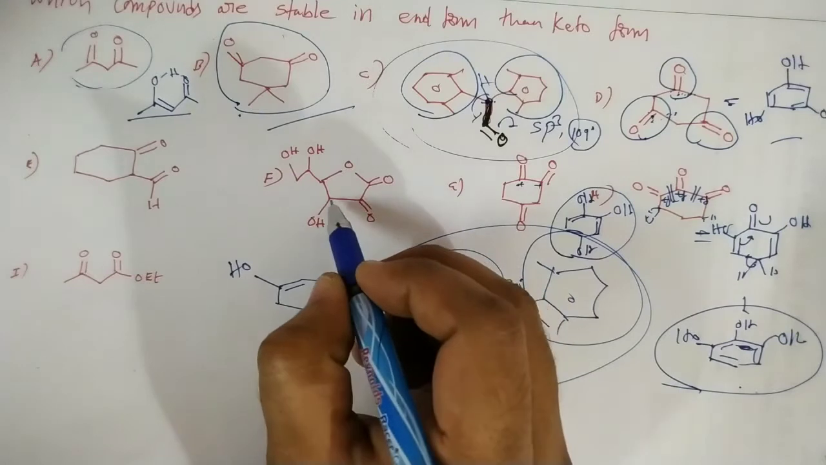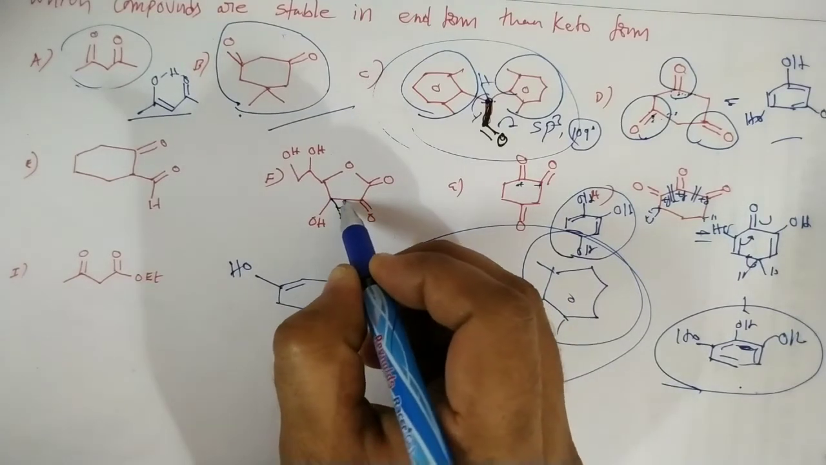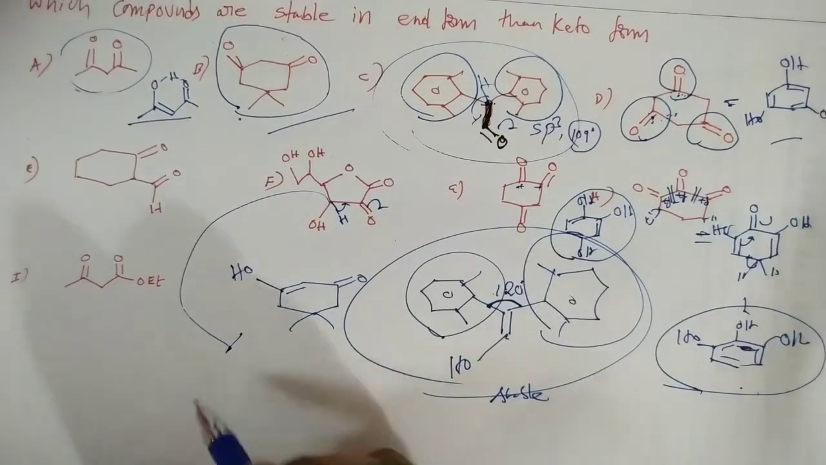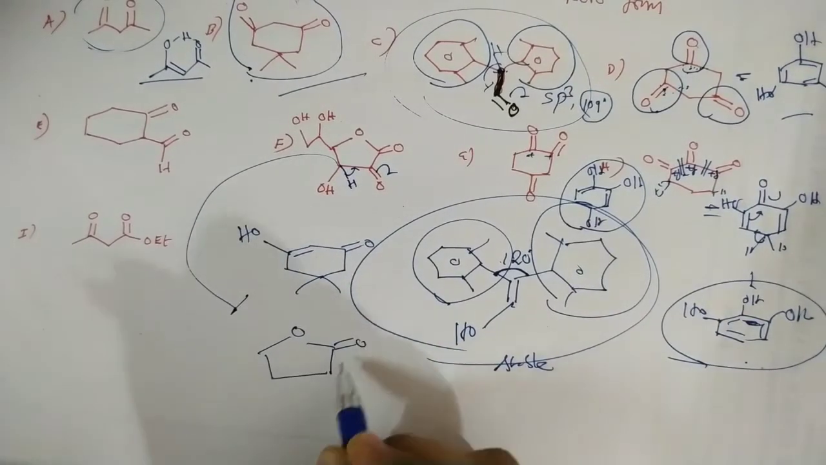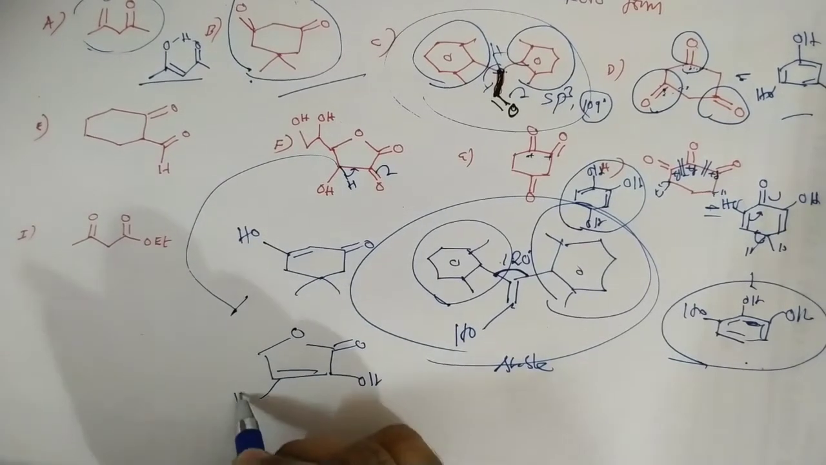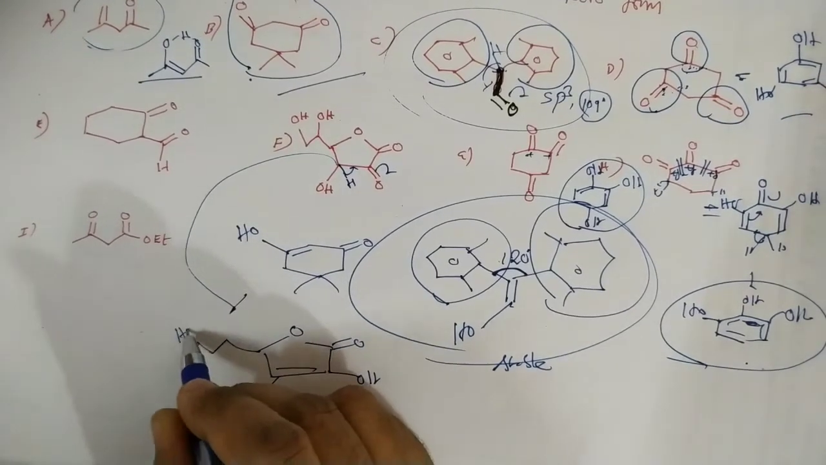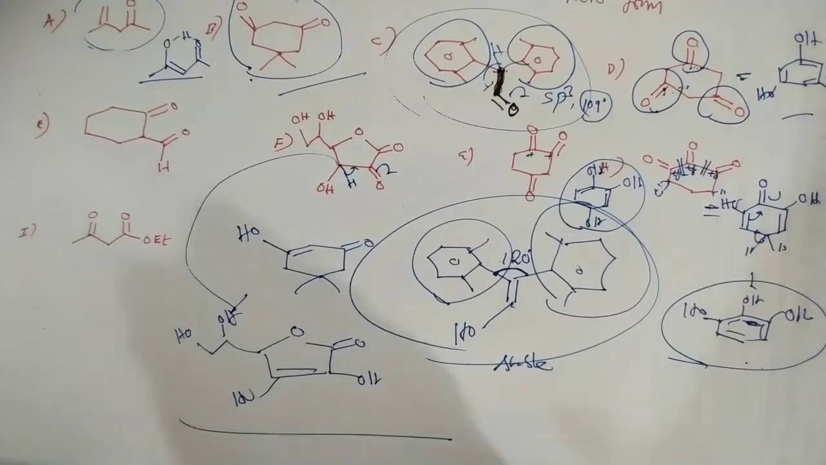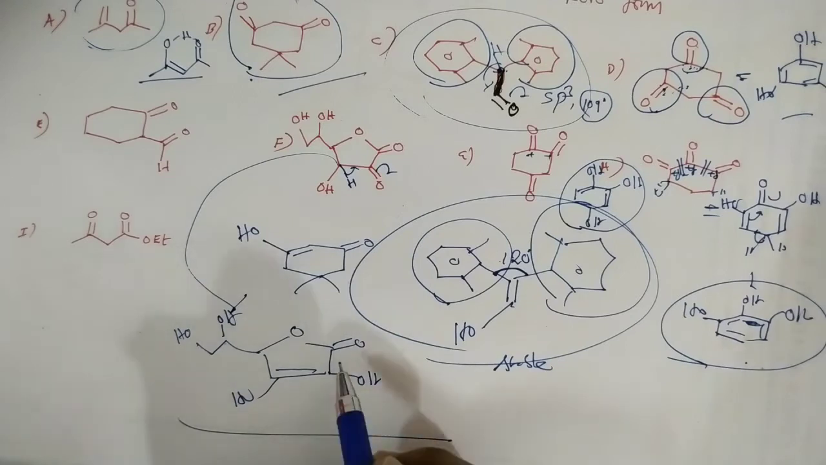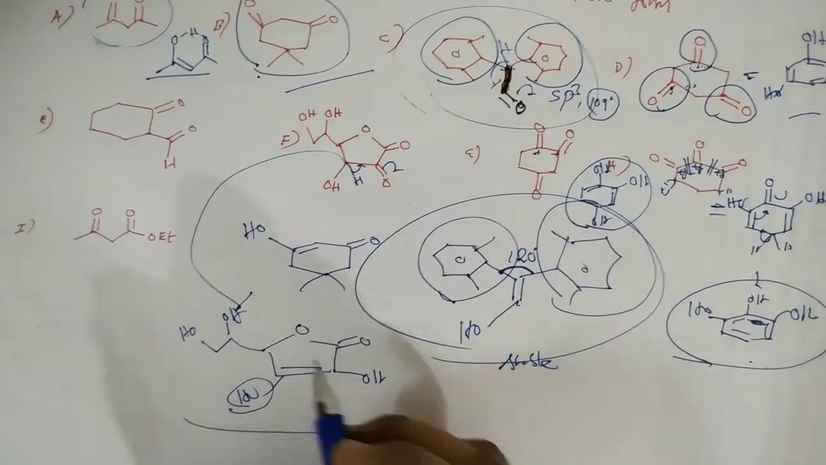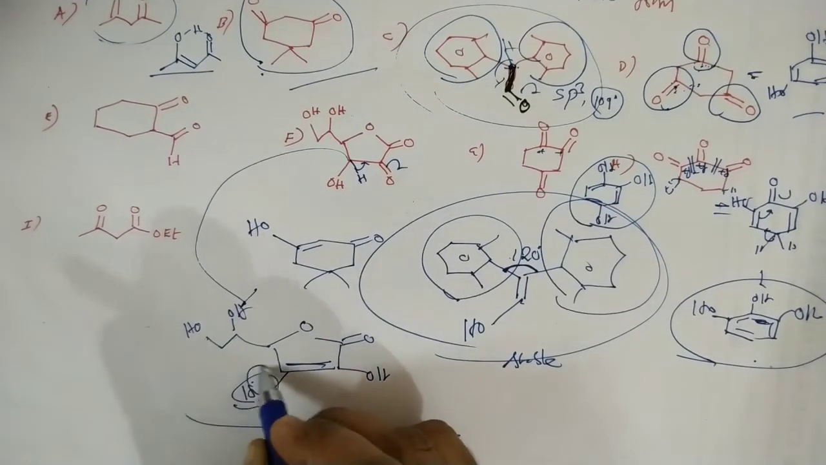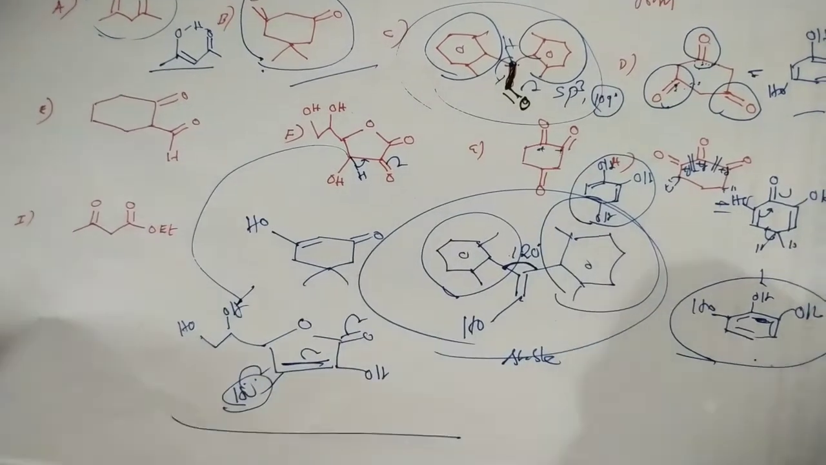Now here this is the hydrogen, so it can be enolized. The enol form is nothing but ascorbic acid. This ascorbic acid has a more stable enol. In ascorbic acid, you know that this hydrogen is a more acidic hydrogen, and this enol is stabilized by continuous conjugation. So ascorbic acid has a stable enol form.